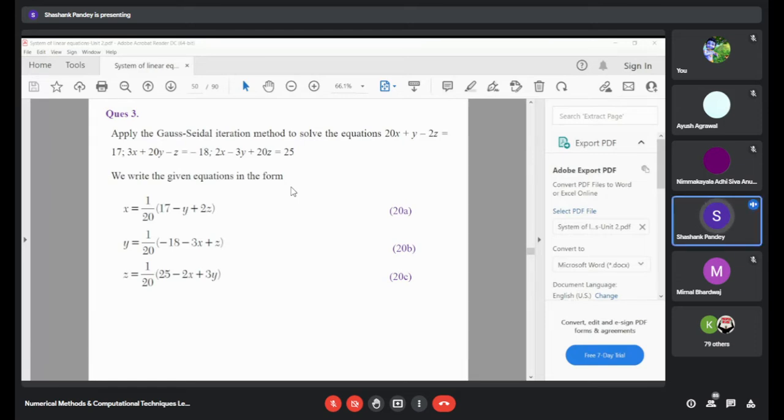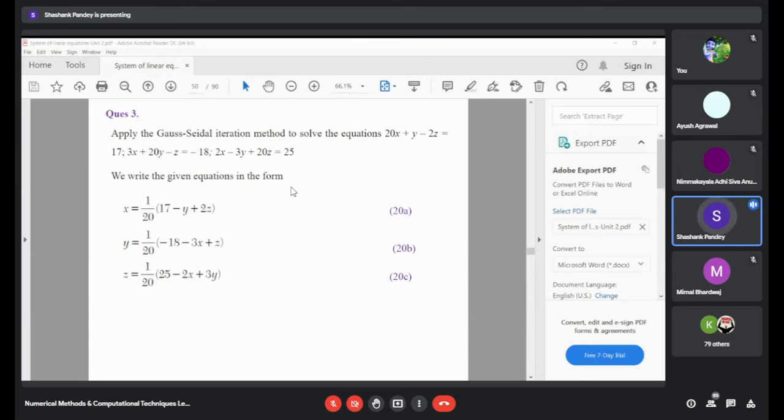What is the exact solution for this? Sir, 1, minus 1, 1. Okay, 1, minus 1 and 1. So using the Gauss-Seidel method, if you assume y as 0 and z as 0, what would you get as x? 17 by 20. Mrinal? 17 by 20, yes, 0.8. Okay, you perform the way you are doing.